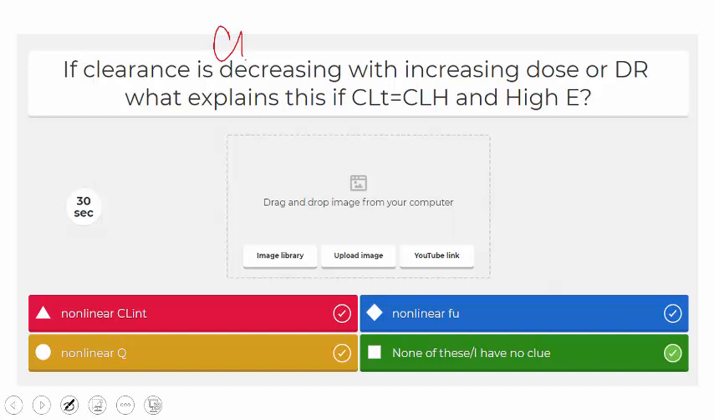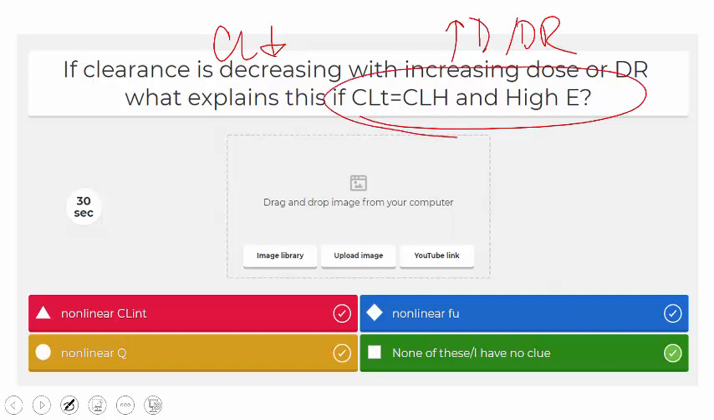If clearance is decreasing, I like to write this down, or you can type it into your ExamSoft. With increasing dose or dose rate, what explains this if it's a high extraction drug? Well, if it's a high extraction drug, then clearance is approximated by Q, and so that can't explain it. It's not nonlinear binding because it does not determine Q. It is not nonlinear intrinsic clearance because that's not a determinant of clearance for a high extraction drug. It's not nonlinear Q because there is no such thing.